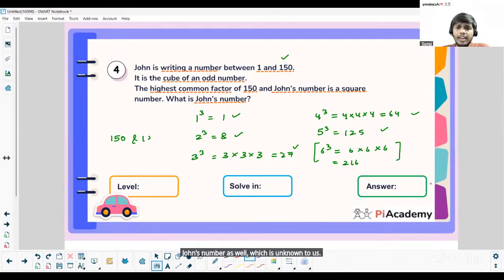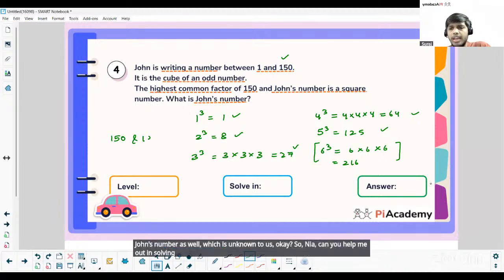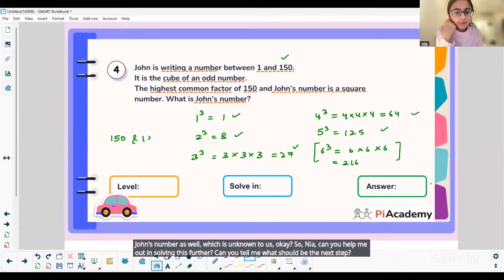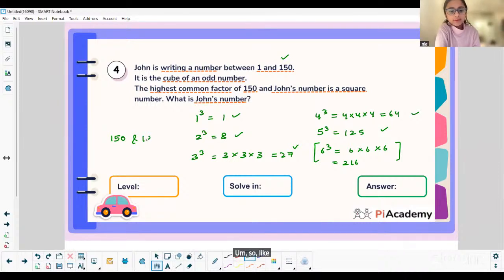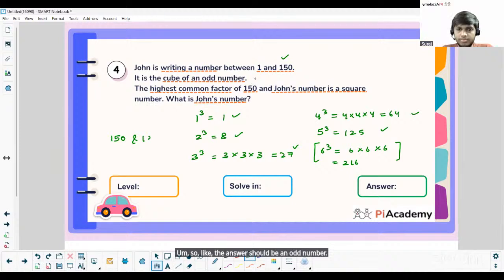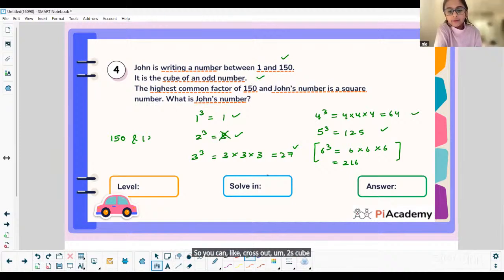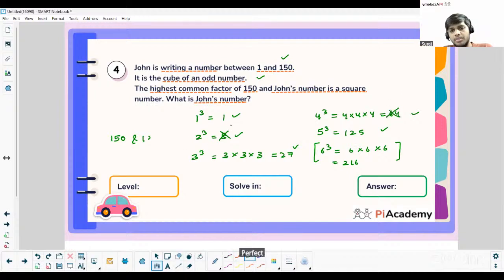So Nia, can you help me out in solving this further? Can you tell me what should be the next step? So the answer should be an odd number. So you can cross out 2's cube and 4's cube. Perfect. So I am left with 1, 27 and 125. Okay.